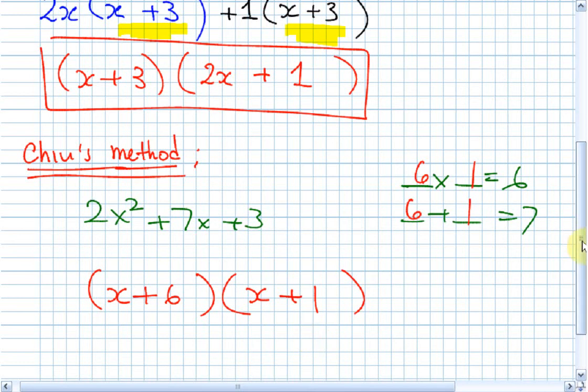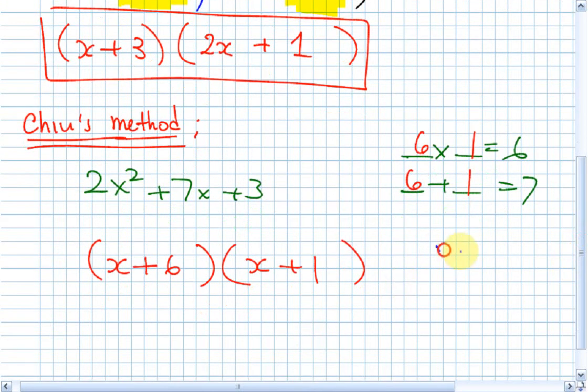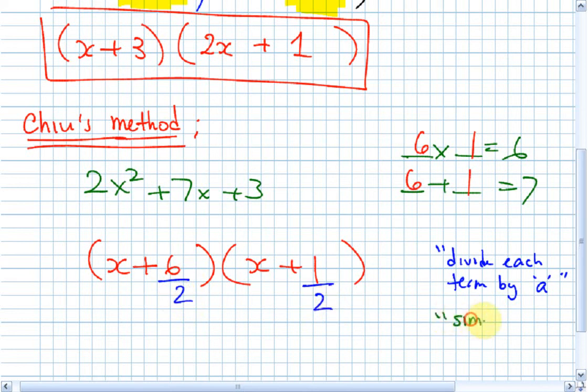The only difference now after you've done this is you need to divide each term by the a value. What's the a value of my original question here? It's 2. So this is the extra step you need to do with choose method. Take the 6, divide by 2. Take the 1, divide by 2. Then your next step is to simplify the fraction. You'll always get a fraction, so you'll have to simplify it.